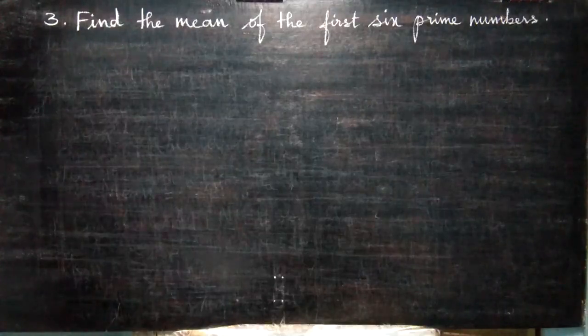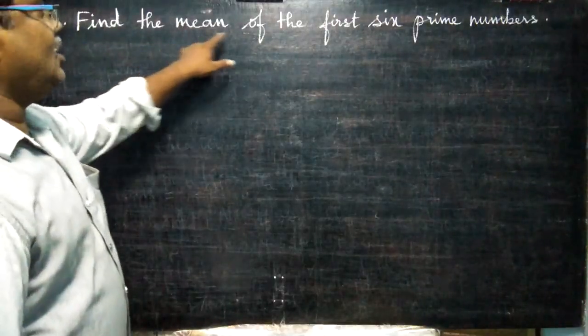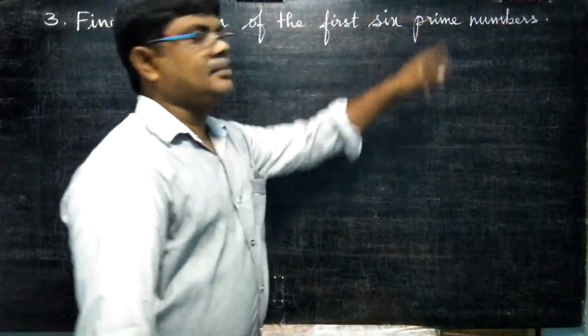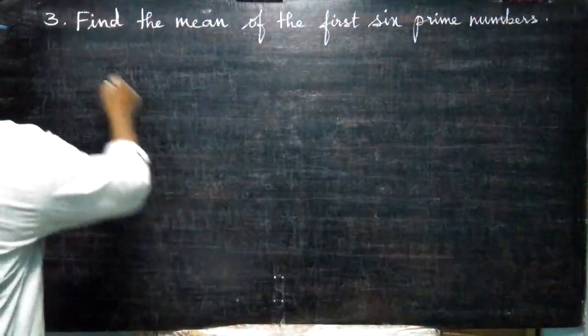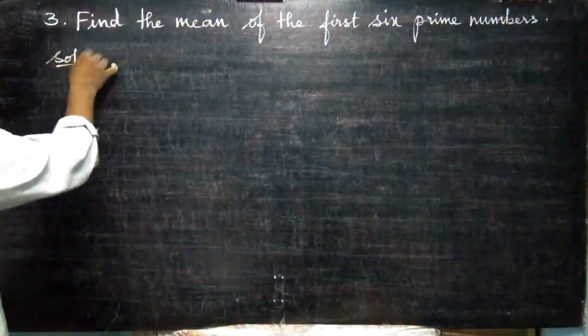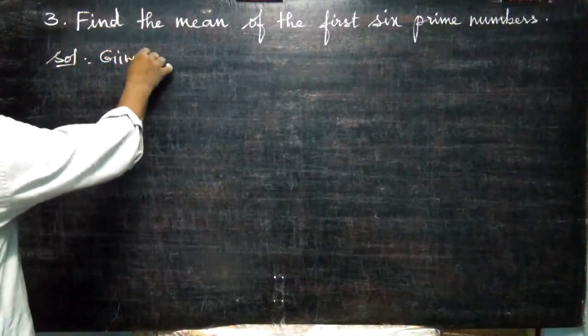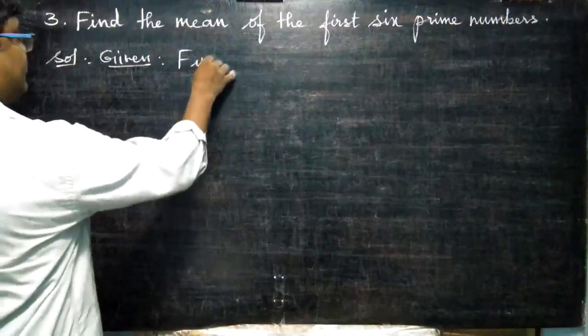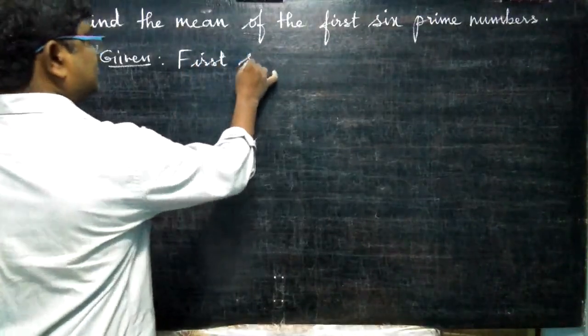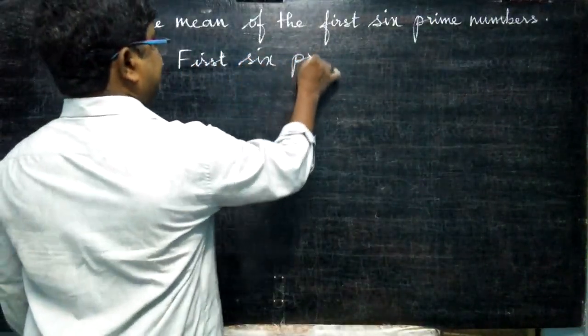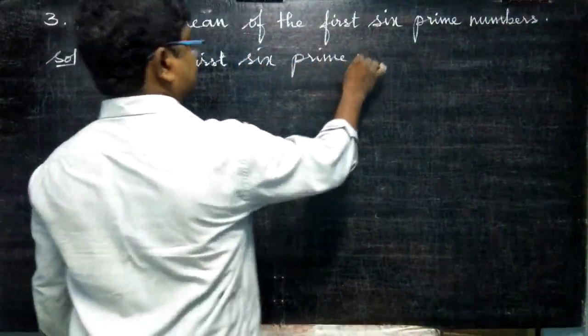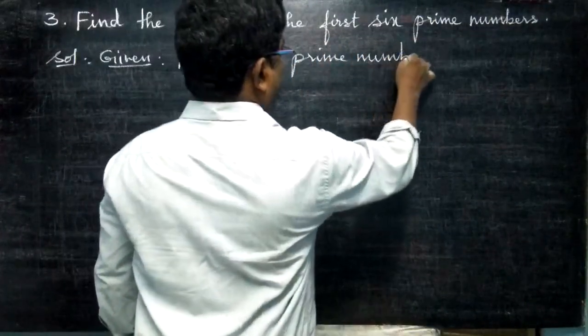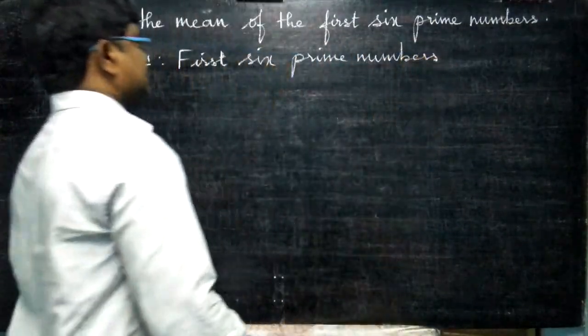Third problem. Find the mean of the first 6 prime numbers. So we are going to find the mean of the first 6 prime numbers. First of all, what are the first 6 prime numbers? Do you know prime numbers? You have to know what prime numbers are.